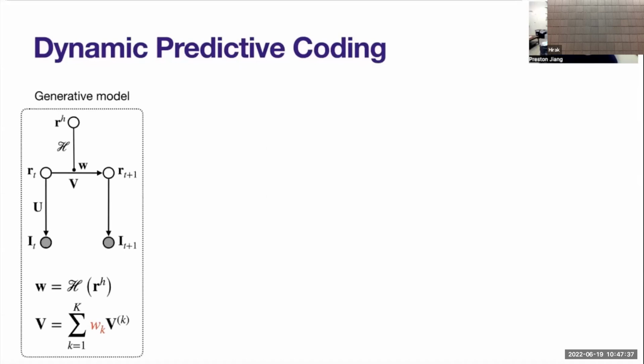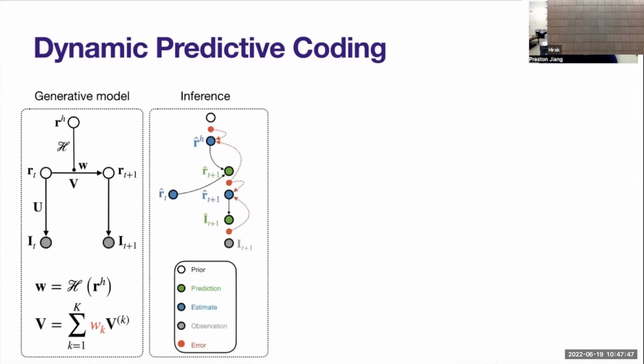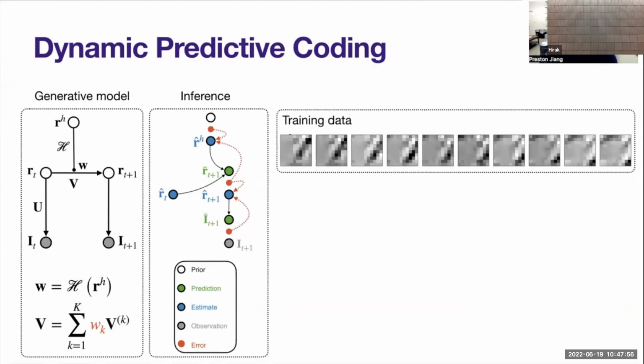In our formulation, higher level states modulate the transition dynamics of lower level states by generating a mixture weight vector that linearly combines the dictionary of transition matrices. At each time step, spatial temporal prediction errors correct the lower and higher level estimates of the latent states. We implemented this model in a 2-layer neural network.